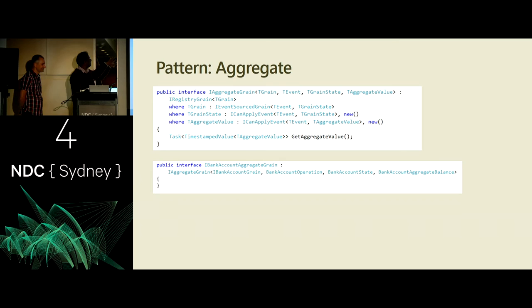So here's what the aggregate pattern looks like. And it says, hey, I'm a registry of T grain. So now I'm going to have references to a bunch of T grains. And each T grain is an event source grain that has a bunch of events that are going to fire it. And my grain state is going to be an aggregate as well, because I need to be able to handle the event. So just by looking at the type signature of this interface, you can get a sense, you can reason about what it's actually going to do.